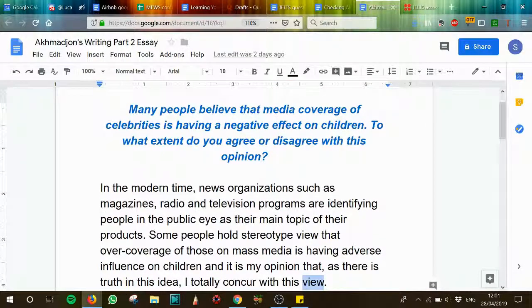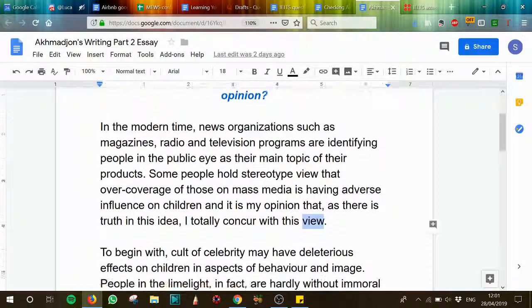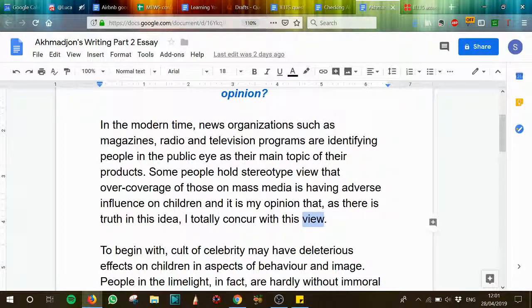That does not mean that Akmajon's vocabulary is perfect. For example, stereotype view is not a good collocation. Widely held opinion is perhaps a better phrase. So some people are of the widely held opinion that overcoverage, blah, blah, blah. So there's perhaps one or two things.